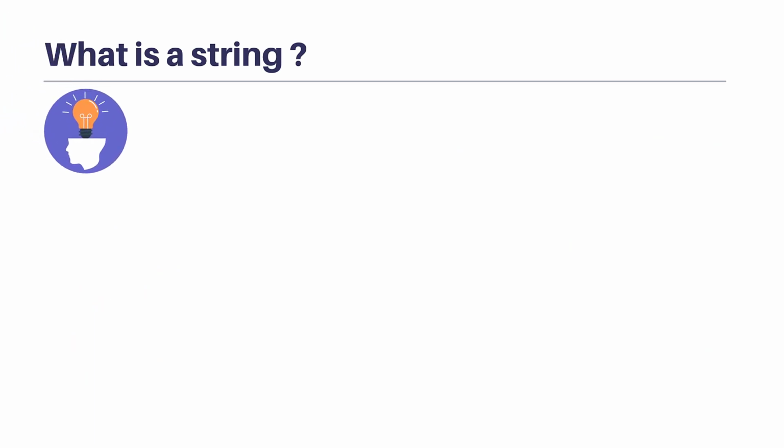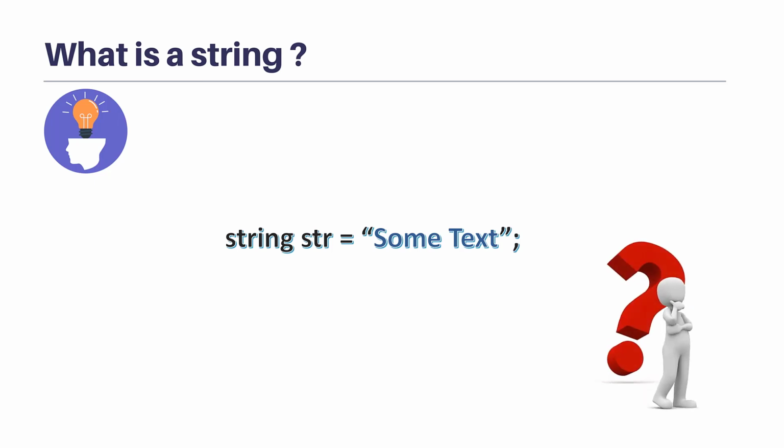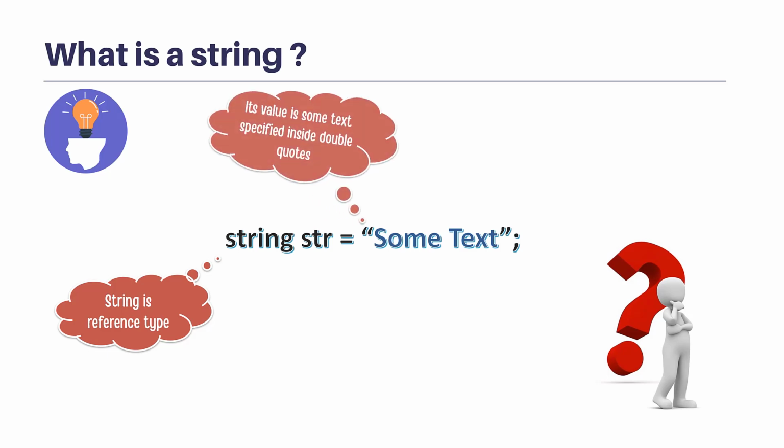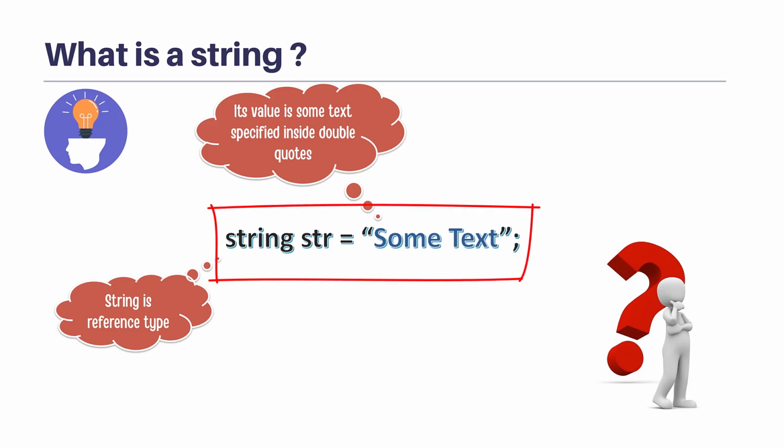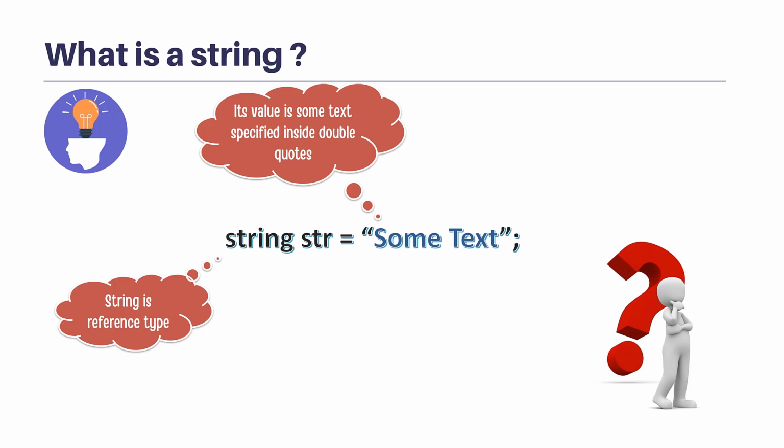Let's begin our discussion with a simple question. What is a string? We know a few things about the string type already. We have seen that a string is a reference type, so its value is stored on a heap. Similarly, we also have discussed how to declare a string variable. A sample declaration is shown here. It begins with the string keyword followed by the variable name. The variable name can optionally be followed by an assignment operator followed by a string value inside double quotes. The string value inside the double quotes is sometimes called a string literal.